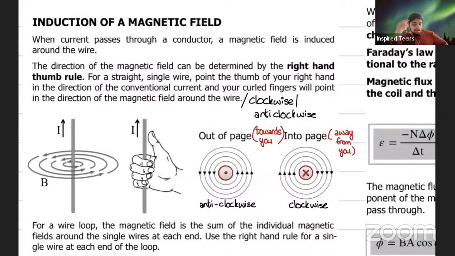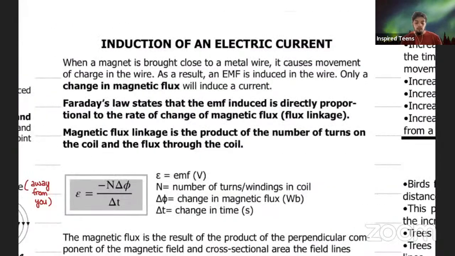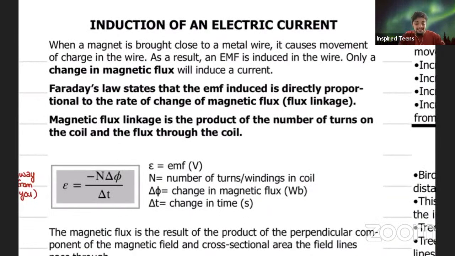Okay? And in this case, the induction of a magnetic field means that a magnetic field is created due to something else. So let's look at the induction of an electric current. Again, we learned induction of a magnetic field: when current passes through a conductor, a magnetic field is induced around it. But now let's look at how an electric current is induced.